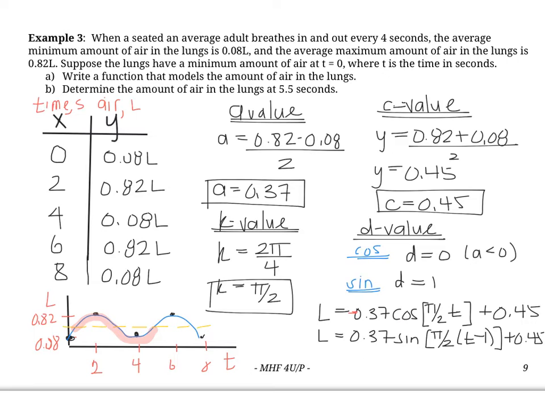So now the final part of the question said the whole reason why we were doing this is to determine the amount of air in the lungs after 5.5 seconds. So our t value has to equal 5.5, and we just have to come up with our L value. We can plug it into either equation, they're equivalent, and we can check that they're equivalent by just plotting them both in Desmos and making sure that they are overlapping on top of each other.